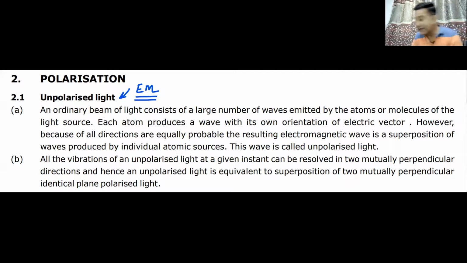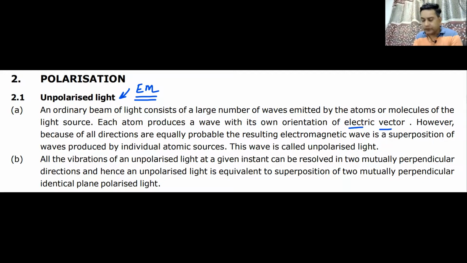Light is an electromagnetic wave. So, basically, it consists of electric as well as magnetic fields. Do we understand this? Yes, sir. Now, out of those electric and magnetic fields, the electric field is very strong compared to the magnetic field.